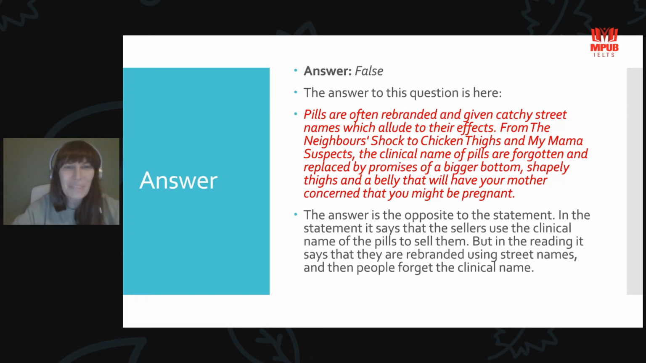There's the interesting names. And it says the clinical name of the pills are forgotten and replaced by promises of bigger bottoms, better shapes. So therefore, the answer is opposite to the statement in question. Because in the statement, it says that the sellers use the clinical name of the pills to sell them, okay? But in the reading, it says they are rebranded using the street names, and people just forget about them. They don't care that it has this big, long clinical name. They're just going, oh, take a chicken thigh. Here you go. So well done for those that got that right. Keep practicing.